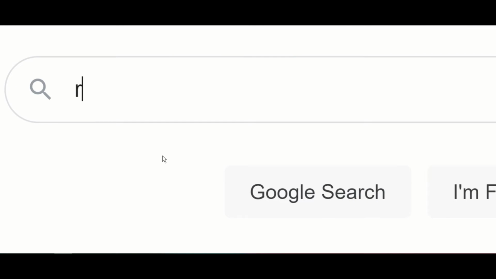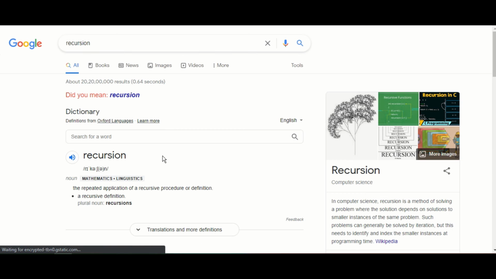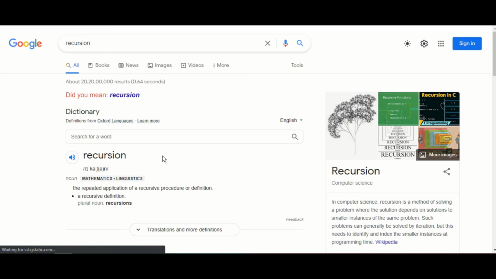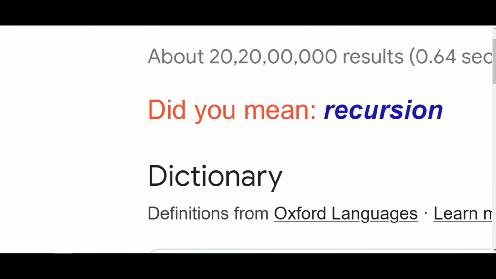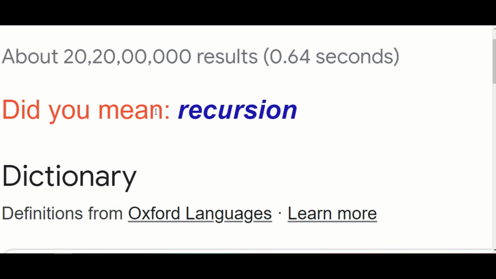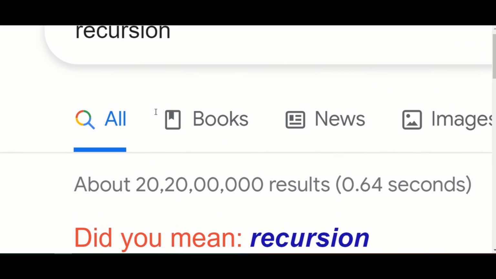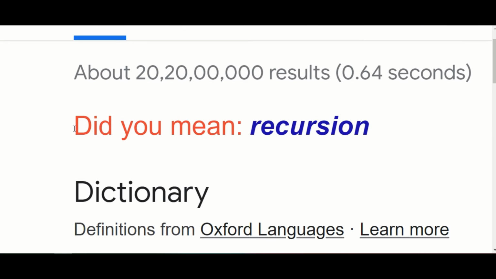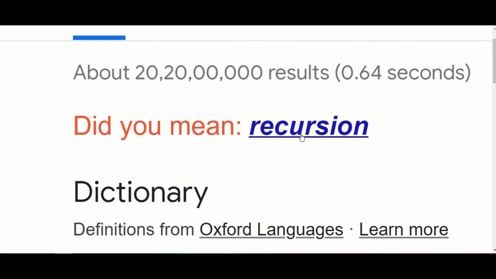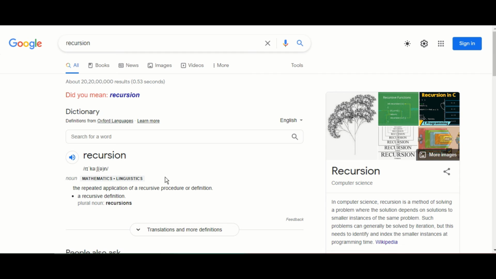Okay, moving on to our next Easter egg. We have to search for recursion on either the Google search engine or on Google Chrome. On the Did You Mean section of the page, it says Did You Mean Recursion? Now, Google doesn't care whether your spelling is right or wrong. When you search for recursion, it will keep saying, Did you mean recursion? No matter how many times it is clicked upon, it will lead to the same page saying the same thing. Did you mean recursion? So, for those who don't know, the repeated application of a recursive procedure or definition is called recursion, which basically means doing something over and over again.